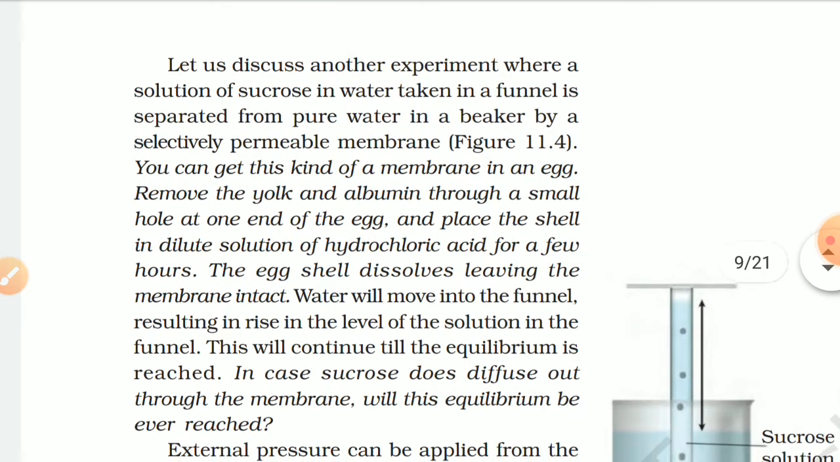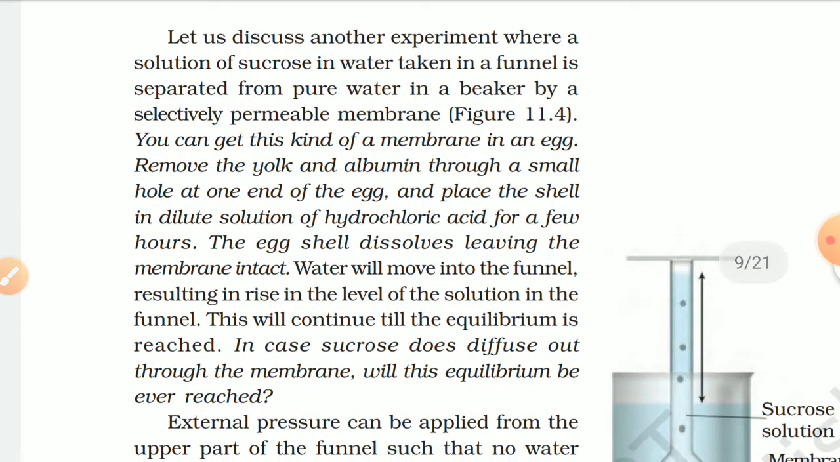Let us discuss another experiment where a solution of sucrose and water taken in a funnel is separated from pure water in a beaker by a selectively permeable membrane. Figure 11.4. You can get this kind of membrane in an egg. Remove the yolk and albumin through a small hole at one end of the egg and place the shell in dilute solution of hydrochloric acid for a few hours. The egg shell will dissolve, leaving the membrane intact.